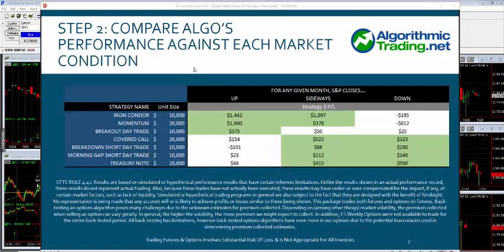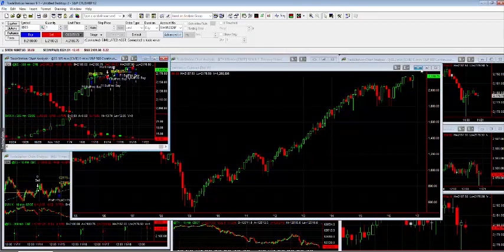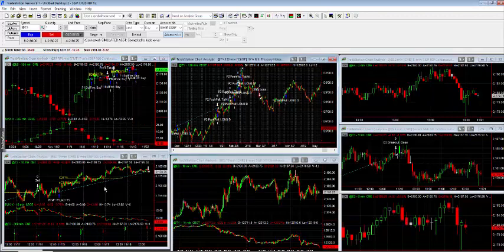The next thing that we do is we compare how each one of our algorithms does in each of the market conditions that we've defined. Now, what I'd like to do is quickly show you a chart of our S&P Crusher package. This is the portfolio that trades all 7 of the algorithms that we currently trade.